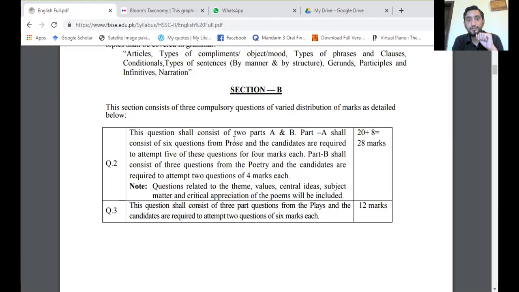So this question shall consist of two parts, A and B. So section B has two parts, A and B. In the A part, you will be asked questions from the lessons as well as the poems. This would comprise 20 marks from the lessons and 8 marks or 2 questions from the poetry section. And then you have plays at the end, 2 plays from Shakespeare. So 4 marks for each question, and 3 questions will be asked to you from this section.